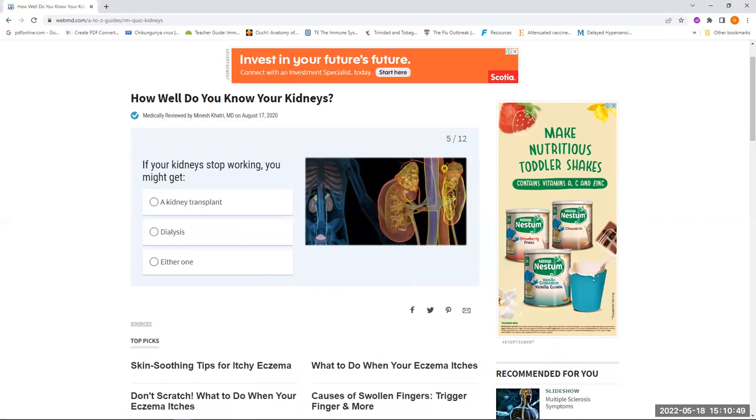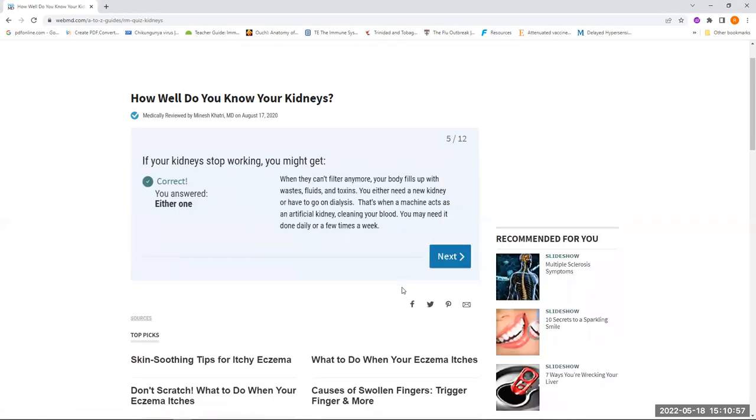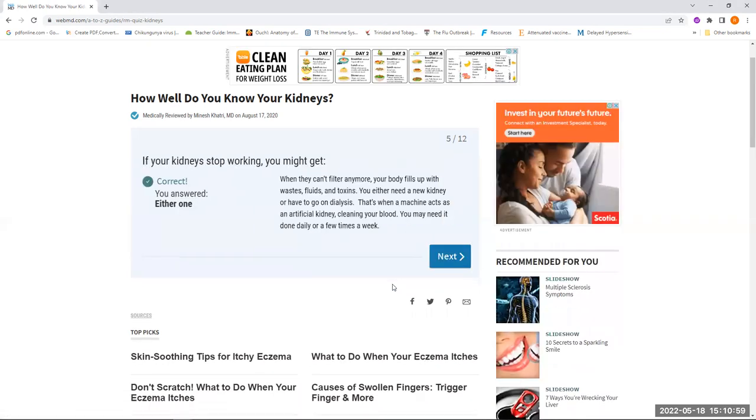Let me see some new hands. All right, whose hand is that? Renee, go ahead. Either one. Let's see how that looks. Yeah, you could get either one. So when they can't filter any more waste, your body fills up with this waste. So you actually have to get dialysis.